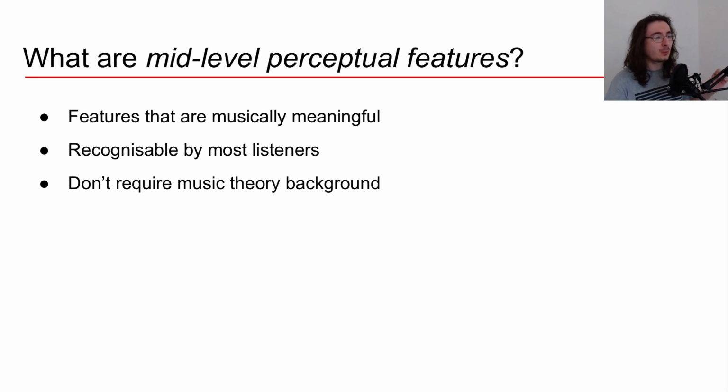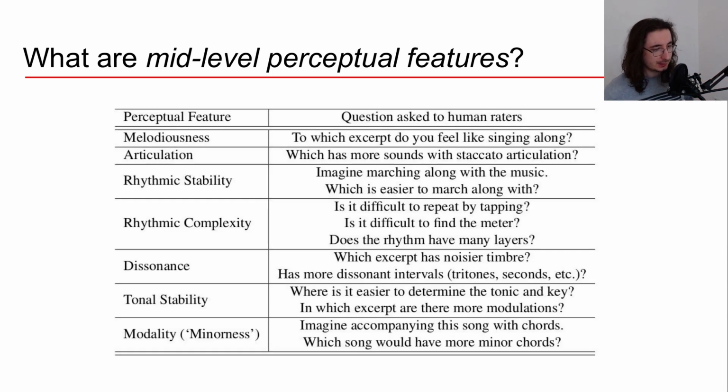Now, let's take a look at what perceptual features the authors actually used in their research. Here you get a nice table where on the left side you have all the perceptual features that have been used in the paper. These are melodiousness, articulation, rhythmic stability, rhythmic complexity, dissonance, tonal stability, and modality in the sense of minorness.